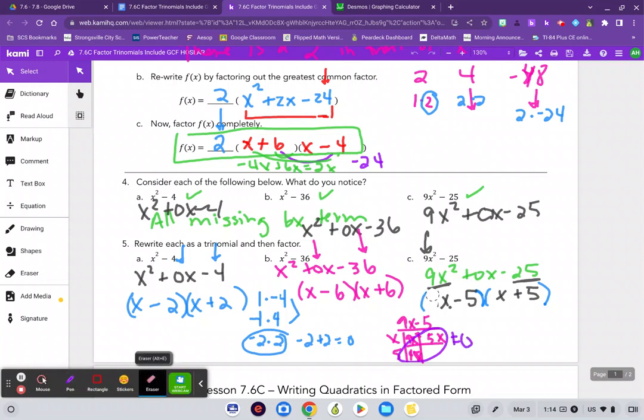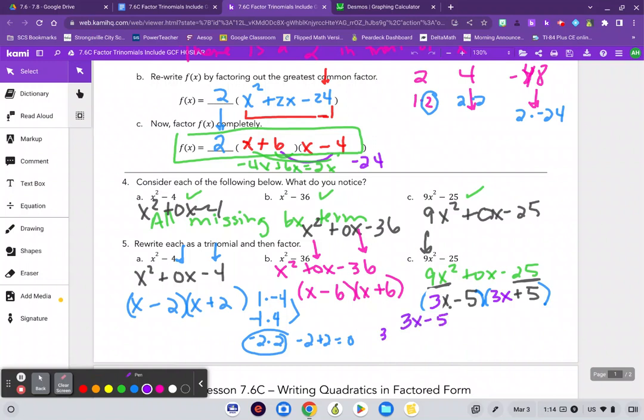So the other way I could split up that 9 is by using 3x and 3x, which seems reasonable because 9 and 25 and 36 and 4 are all perfect squares. So let's do the box method check on this one. I got a 3x minus 5. I have a 3x plus 5. And so if I check this, I still get that 9x squared, and I get a 15x here.